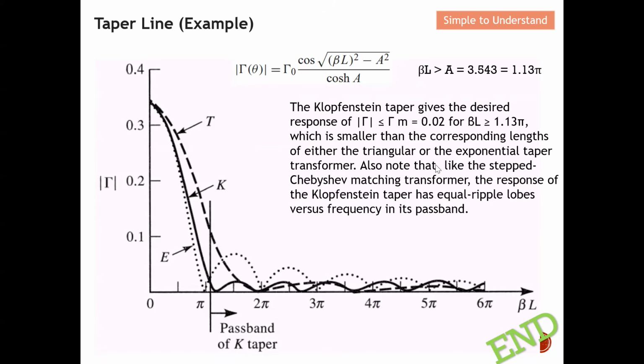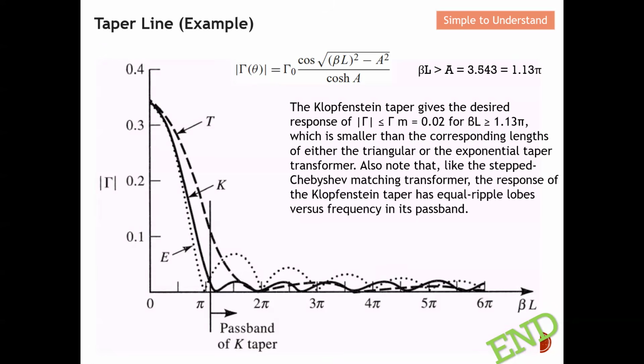You also note that, like the stepped Chebyshev matching transformer, the response of the Klopfenstein type has equal ripple. You can see that for this Klopfenstein method here, which is the solid line, they have equal ripple. And you can see that the maximum of the ripple will be 0.02, which I have calculated earlier. So basically with this, I would like to end my discussion.